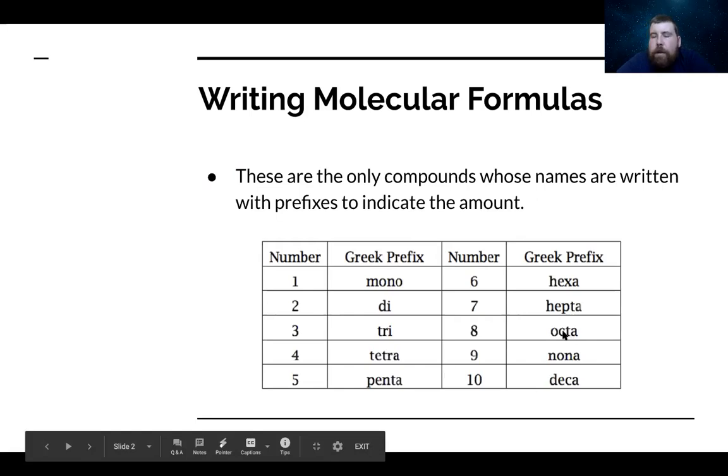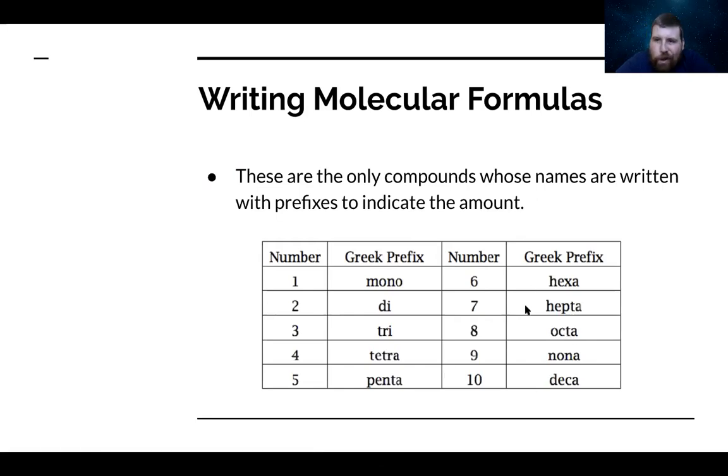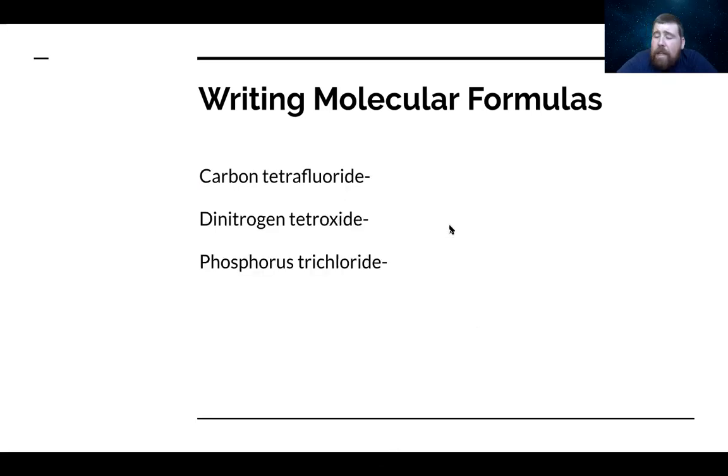Hopefully, these are fairly familiar words that you are already comfortable with. But if not, this is a good time to start memorizing them. If you see a prefix, you pretty much already know that you just need to indicate the amount of that element within the formula. So, for example, carbon tetrafluoride. Carbon does not have a prefix, so there's just going to be one of it. The prefix tetra is 4, so it's tetrafluoride, so it's going to be CF4. Carbon tetrafluoride has one carbon for every 4 fluorines.